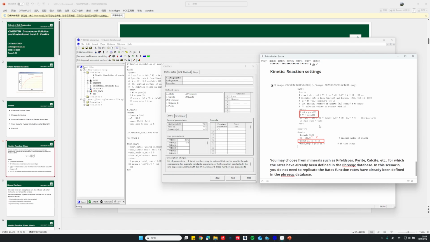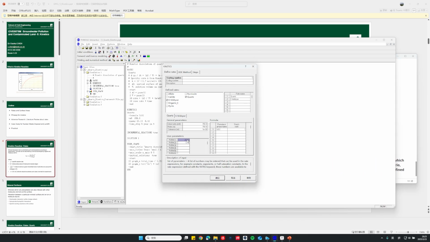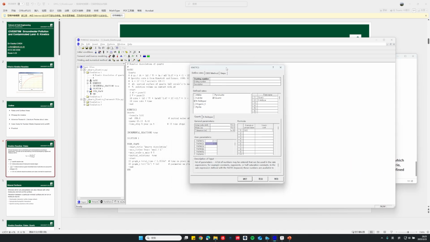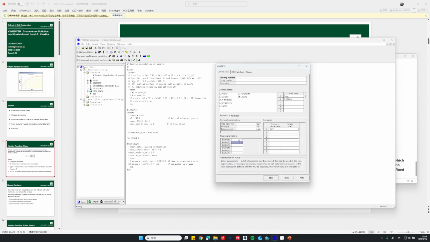Is that clear? So what does it mean? It means the 23.13 corresponds to parameter 1, and this 0.16 corresponds to parameter 2. Is that clear? Try to think about it. So the kinetic parameter is defined here and will be used later in the rate.